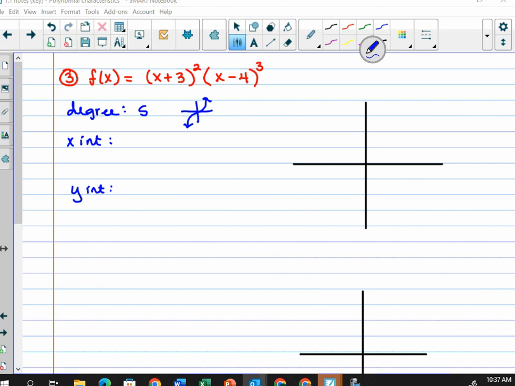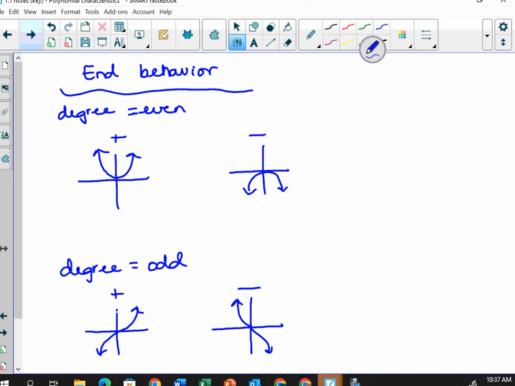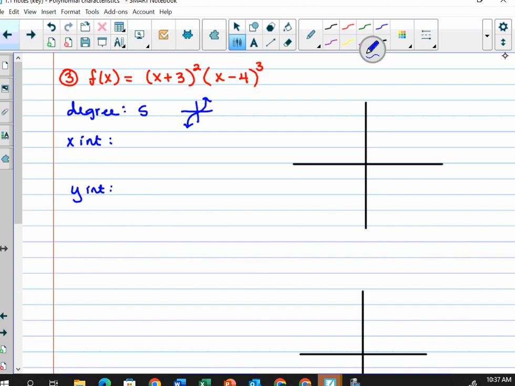Is it supposed to be like this? 6 degrees, so if the degree is odd, the ends are always going in the opposite direction. If it's odd, the leading coefficient. It has to be even degree for them to match. Okay, so similar issue. So degree is 5, right?